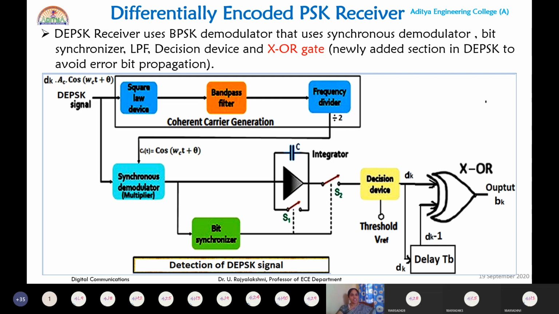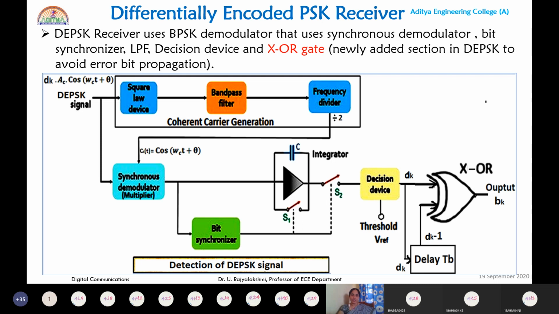So the received signal is dk into Ac cos omega ct. Based on that, we generated the carrier as cos omega ct plus theta. Here the synchronous carrier is represented as Cs of t. Now that multiplier output, as I already told you in the BPSK receiver, is simultaneously fed to the integrator section and the bit synchronizer section.